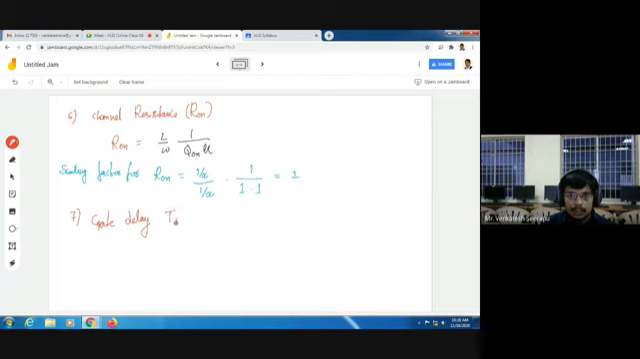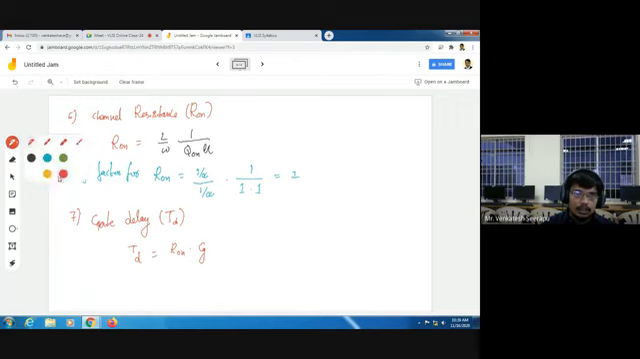Gate delay is represented with TD. TD is equal to, what is the formula for delay? I already told you that delay has a formula R into C. So it is equal to R into CG.